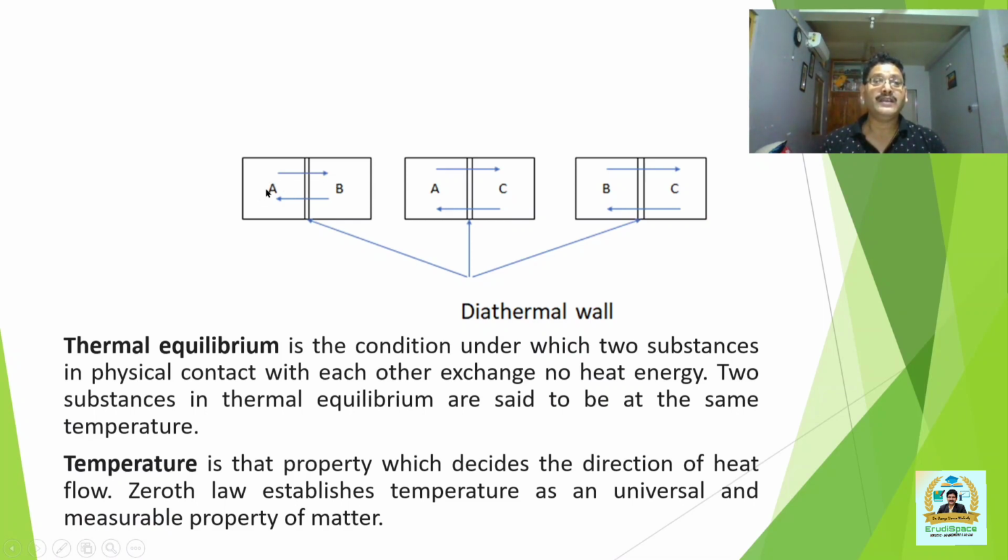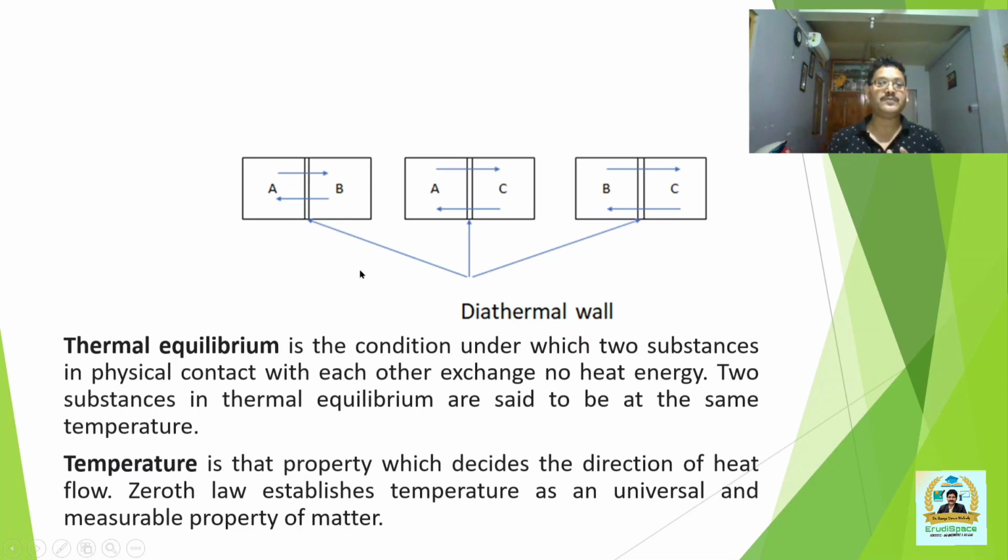Now, if A and B are in thermal equilibrium, then the net flow of heat will be zero between body A and body B. And similarly, if A and C are in thermal equilibrium with each other, the net flow of heat between A and C will be zero. Then, if B and C are brought together with a dithermal wall separating the two, there will be no heat flow taking place between the bodies.